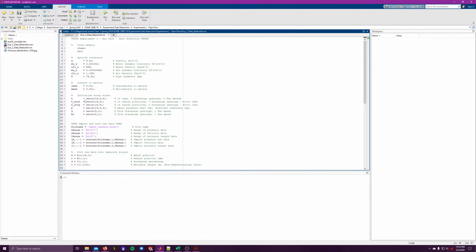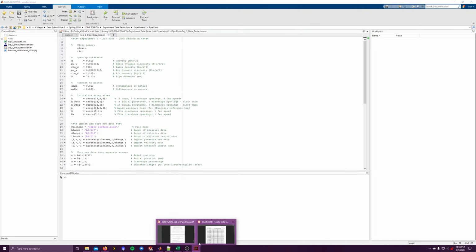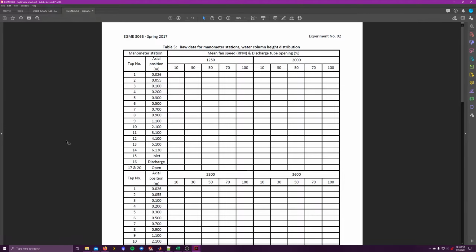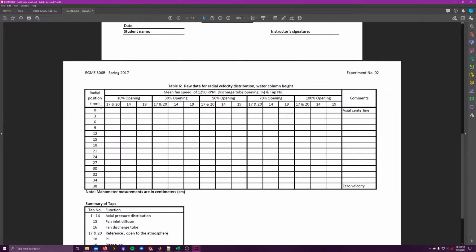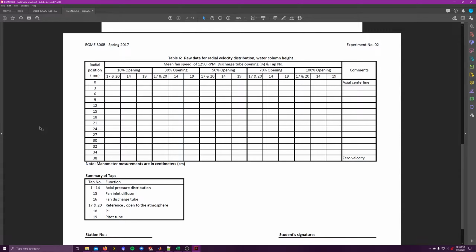Alright, next one is the static pressure for the pitot tube. And then we have the stagnation pressure for the pitot tube. So we had 14 radial positions and 5 discharge openings. Let's go to the spreadsheet that you had. So we have 14 radial positions here from the center line at 0 millimeters. And then we have our 5 discharge settings up here. 17 and 20 again, those reference the atmospheric pressure. And 14 and 19, those are for the stagnation and the static pressure.